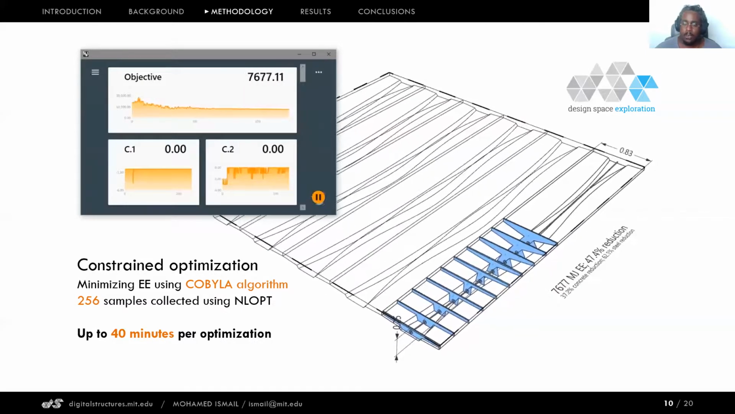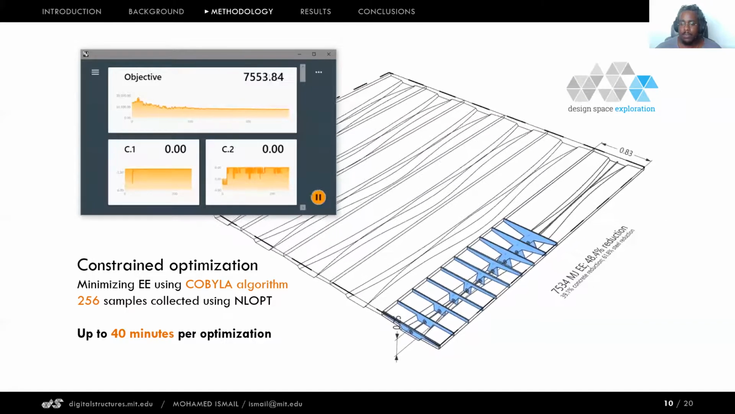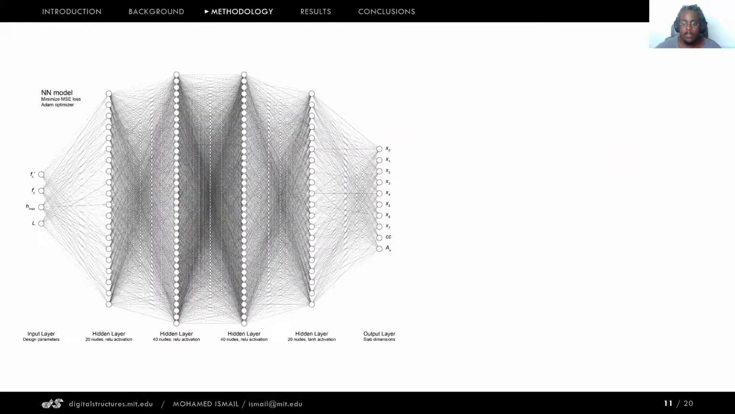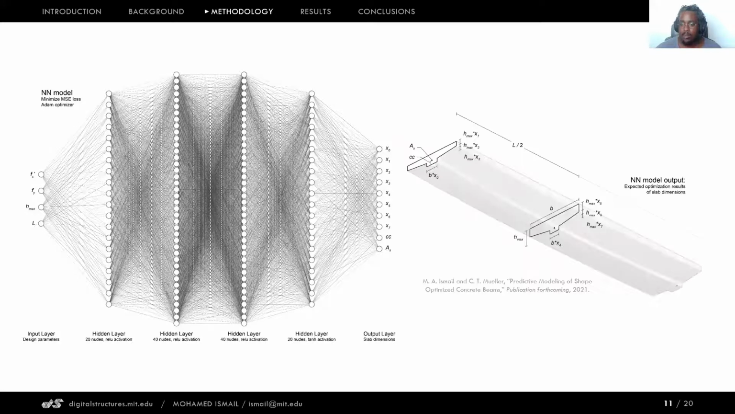We trained a neural network model using 256 samples that were collected using the Cobila algorithm from the NLOpt Python library, which is publicly available. The neural network model looks something like this. It was trained to predict the design of a shaped concrete slab according to 4 user inputs. For the purposes of this paper, these inputs were the strength of steel and concrete, the maximum depth of the slab, and the slab's clear span. The model then predicts the ideal geometry, approximating the results of constrained optimization for the same structural conditions.